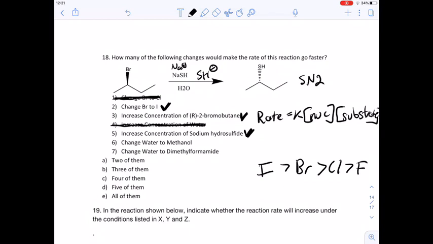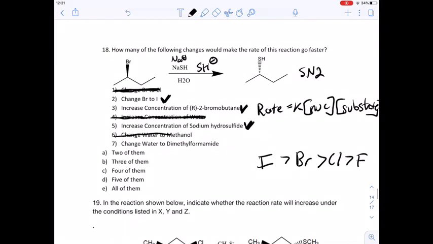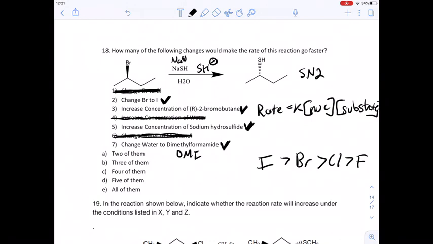Okay. Changing water to methanol. So no, that is not going to increase the rate of your reaction because you're changing a polar protic solvent to an even more polar protic solvent. So this is bad. Methanol is more likely to donate protons than water will because it's more acidic. Number 7 is changing water to DMF. That's what dimethylformamide is, so DMF. And as you guys know, that's one of our polar aprotic solvents, and that will increase the rate of the reaction because SN2 prefers polar aprotic. So 4 of these would make the rate of reaction go faster, so the answer to number 18 is going to be C.